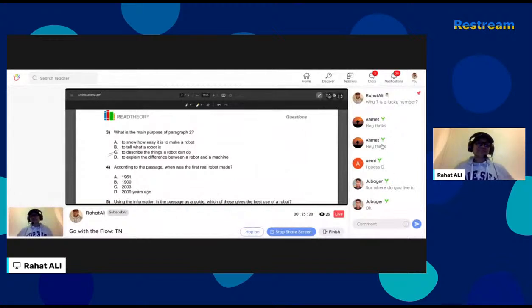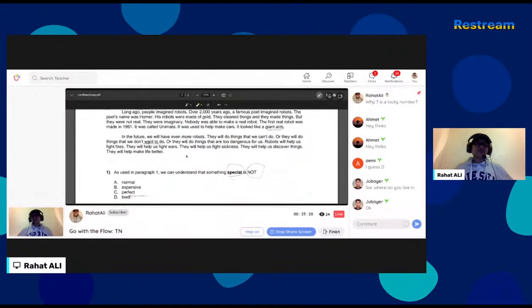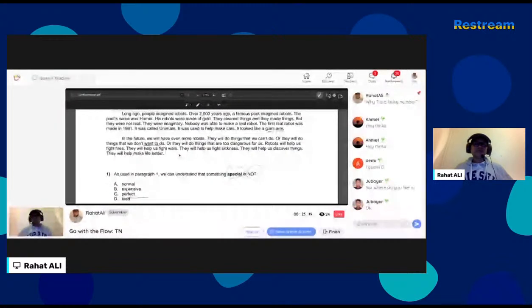According to the passage, when was the first real robot made? It tells in the paragraph, guys, in 1961. The real robot was made in 1961, and it's called Unimate.